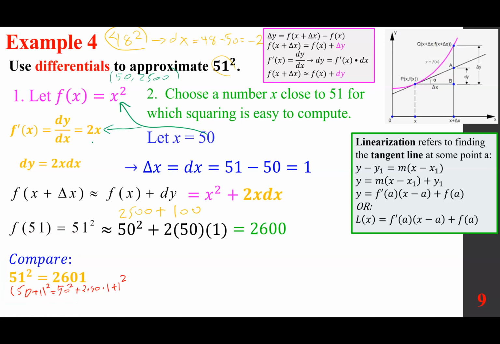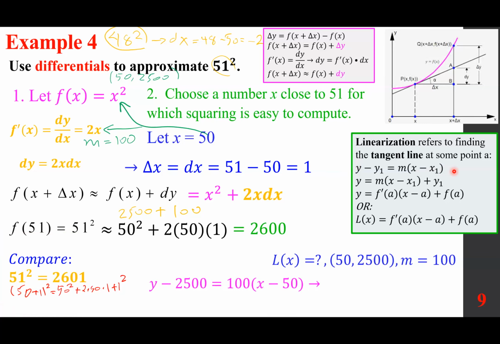If you plug it here, it gives you this slope. 2 times 50, 100. Now you know y minus y1. So I'm going to stick with just the good old point slope. Y minus y1, that means y minus 2,500 equals m, that means 100, times x minus x1, x minus 50. This is 100x minus 5,000. Let me write it at top of it.